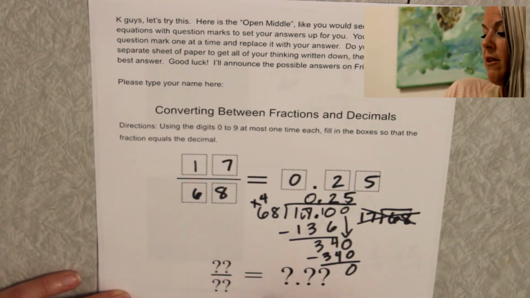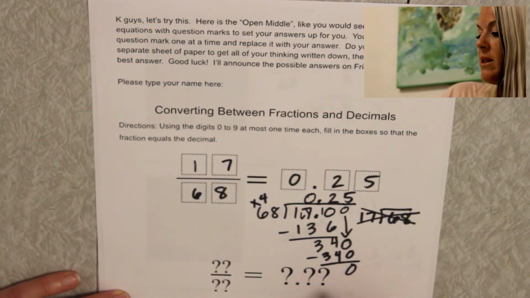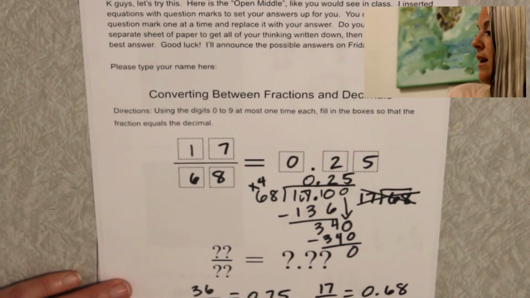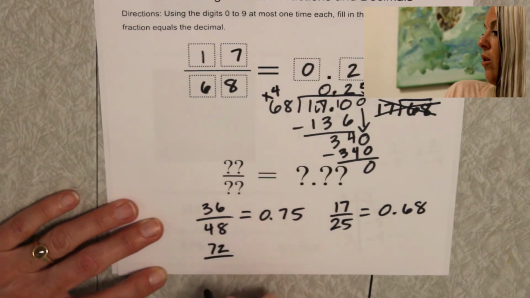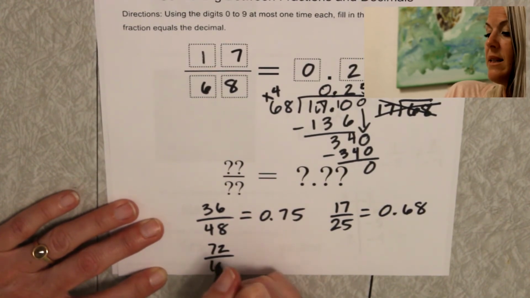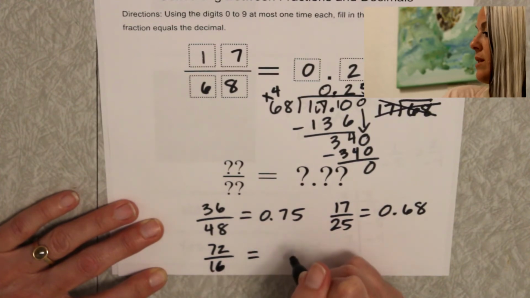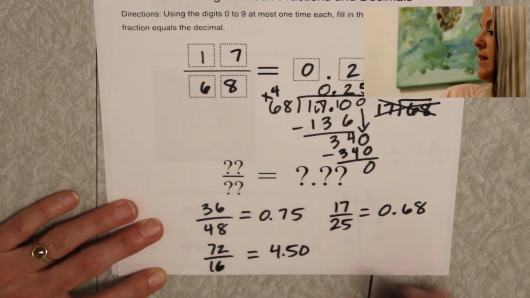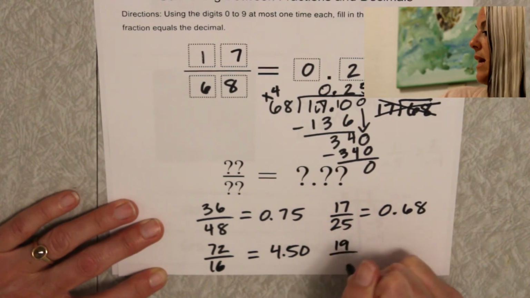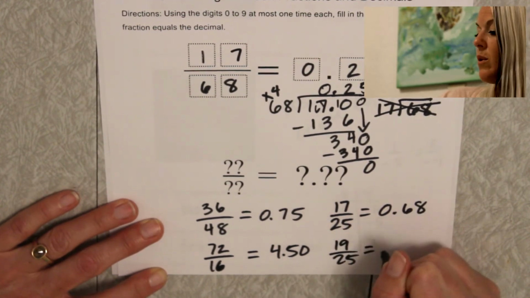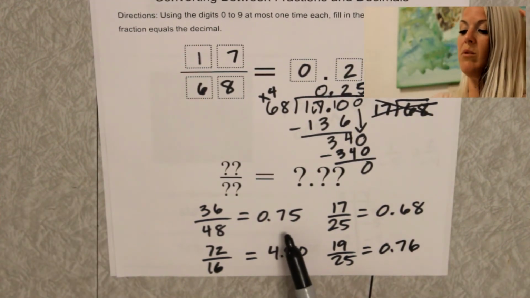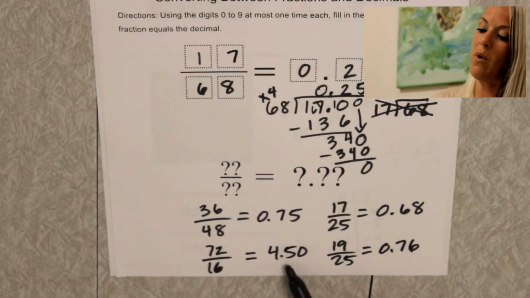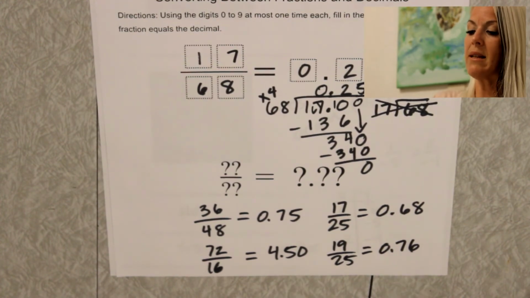that equals 0.75. Another possible answer was 17 over 25 equals 0.68. Another possible answer was 72 over 16 equals 4.50. And another possible answer is 19 over 25 equals 0.76. And I was kind of using layman terms, but again, this would be 75 hundredths, 68 hundredths, 4 and 5 tenths, and 76 hundredths.